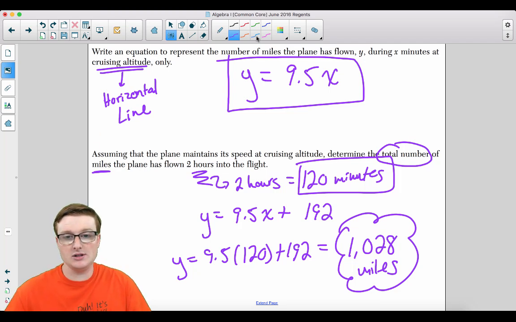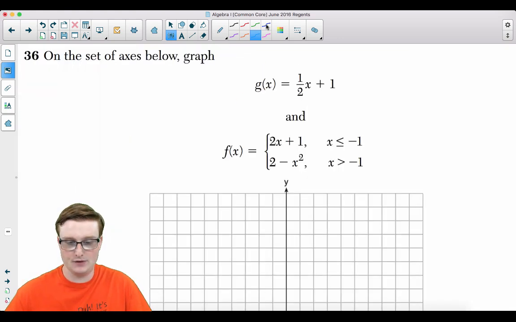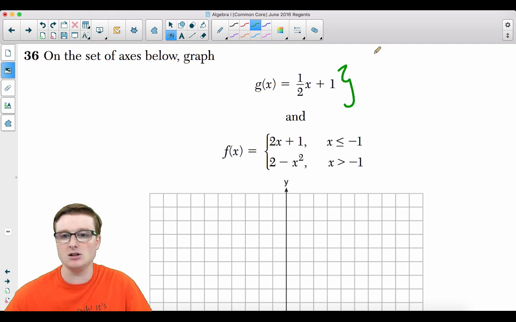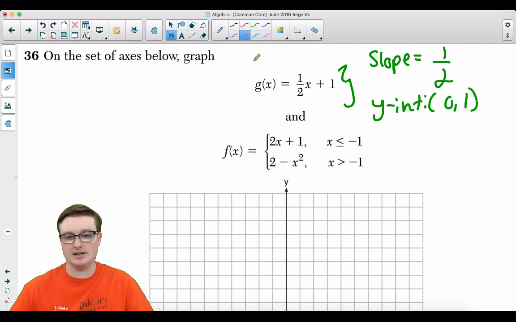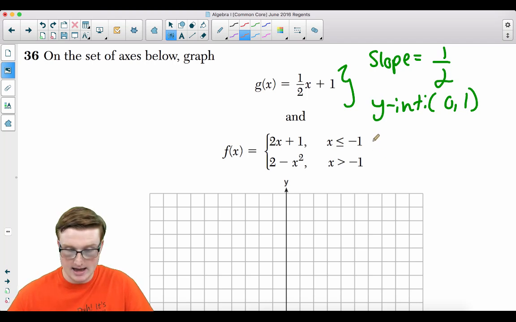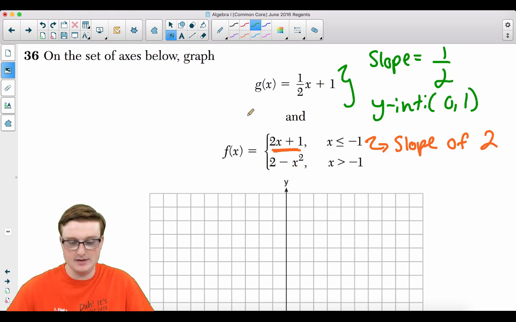All right, we're almost done with this. Almost done. 36. On the set of axes below, graph these things. So let's talk about the first one for a moment here. This is a line, g of x. It has a slope of 1/2, and it has a y-intercept of (0, 1). This is a piecewise function, and this top one that you see over here has a slope of 2. And this is a parabola, so we're going to talk about that in a moment here. So let's first graph this line.